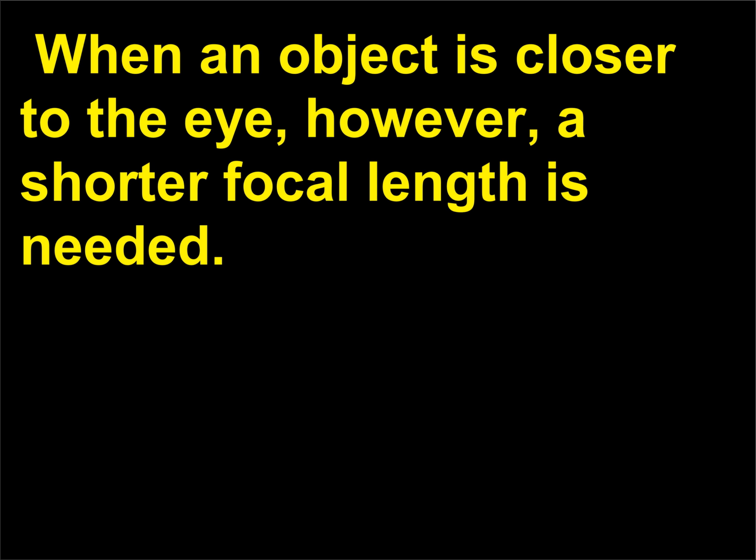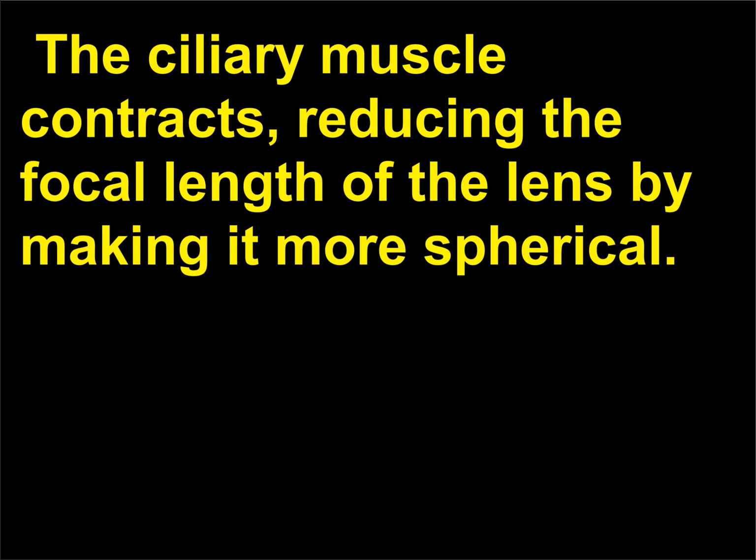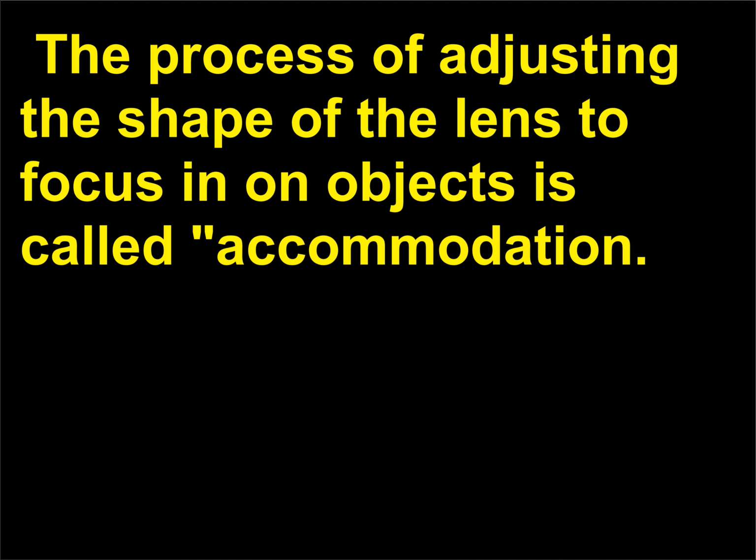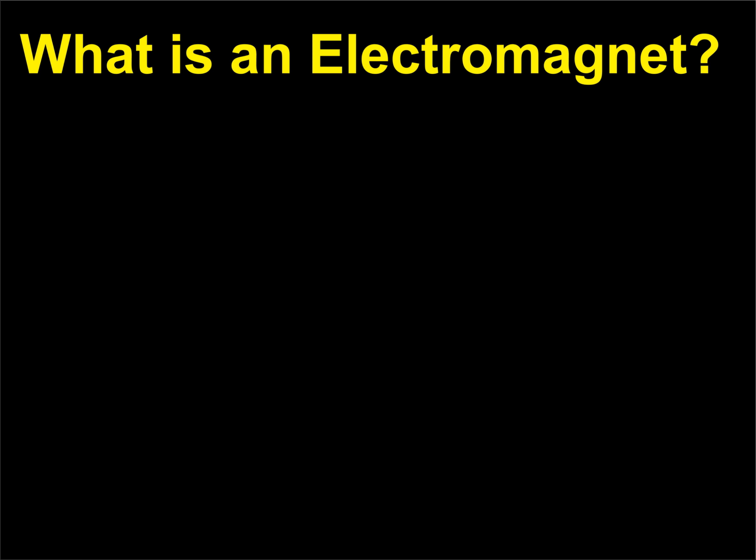When an object is closer to the eye, however, a shorter focal length is needed. The ciliary muscle contracts, reducing the focal length of the lens by making it more spherical. The process of adjusting the shape of the lens to focus on objects is called accommodation. What is an electromagnet?